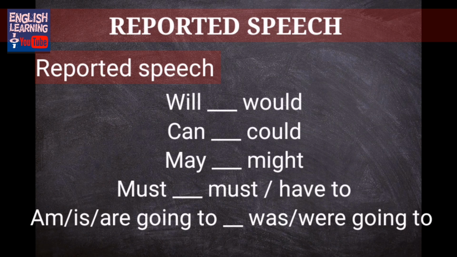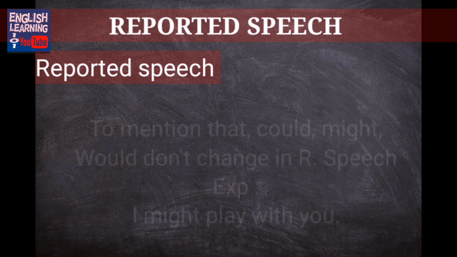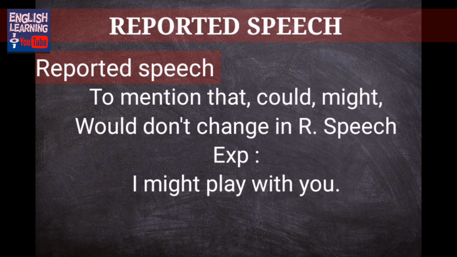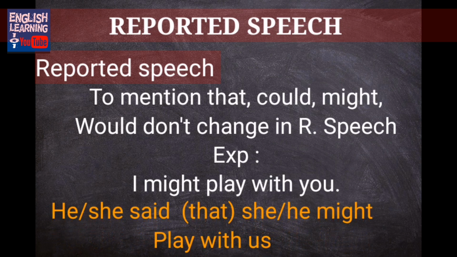Will becomes would, can becomes could, may becomes might, must becomes have to or must, I am, is, are going to becomes was, were going to. To mention that could, might, would don't change in reported speech. Example: I might play with you. Reported speech: he or she said that she or he might play with us. "To mention that" is optional.